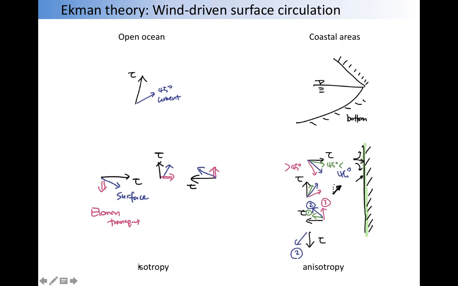The opposite way, in the open ocean, there's no directional preference. If you apply wind in one direction, the response will be, as you can imagine, 45. But in the coastal area, there's a constraint, right? So it may not always be 45. I'm going to continue the discussion of why or how we can justify this being more than 45, and this less than 45.